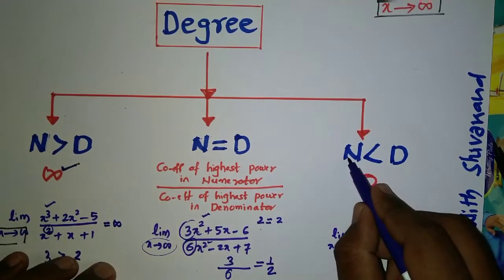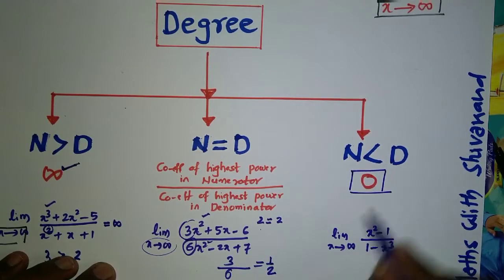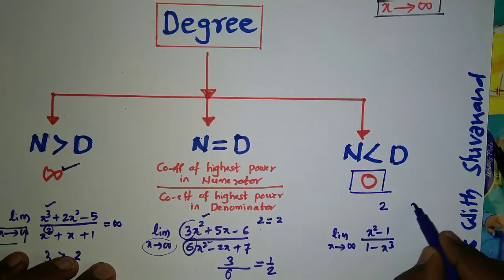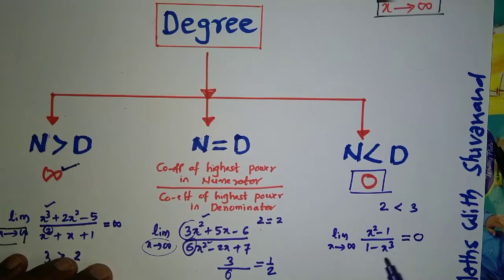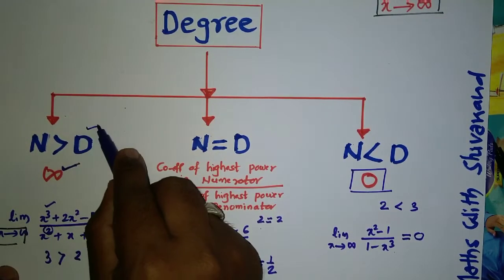Case number 3. If the degree of the numerator is less than the degree of the denominator, in such a case your answer is always 0. For example, what is the degree of the numerator? 2. The degree of the denominator is 3. So 2 is less than 3. In such a case, the answer is always 0.